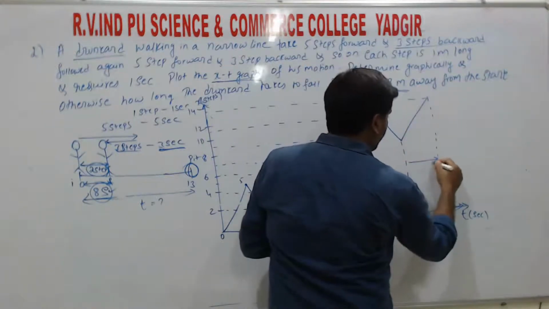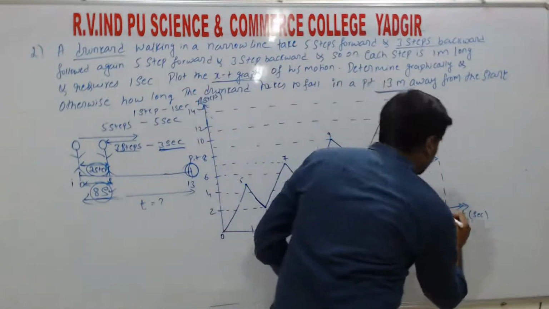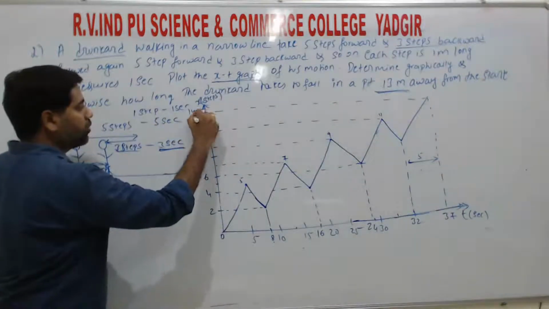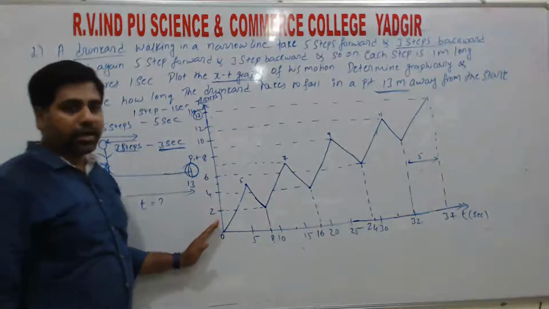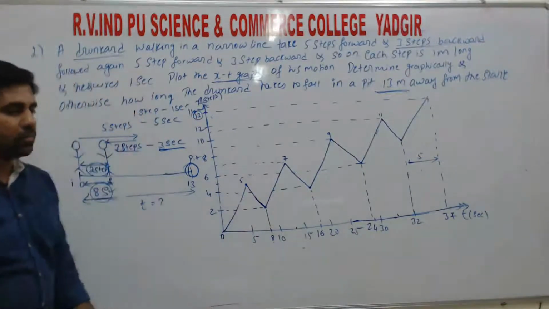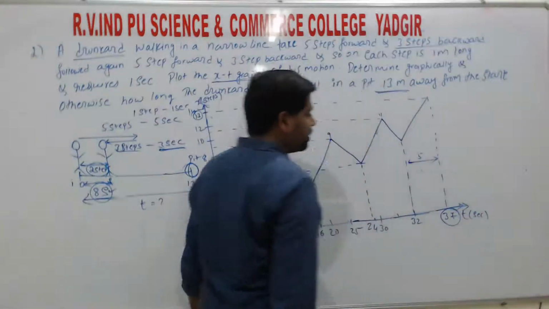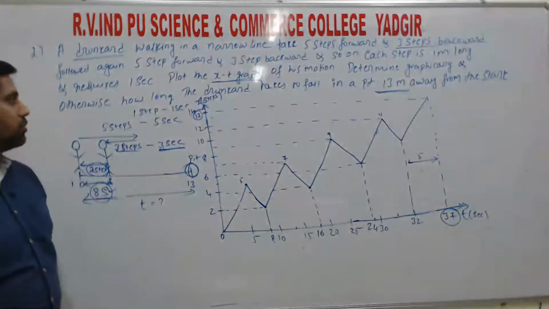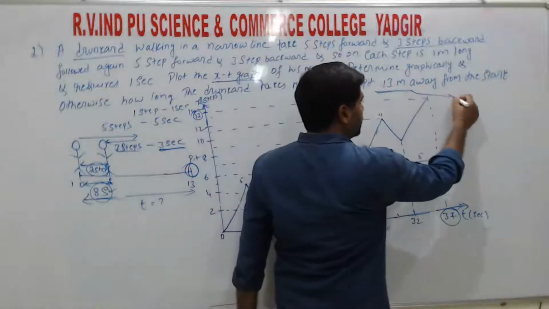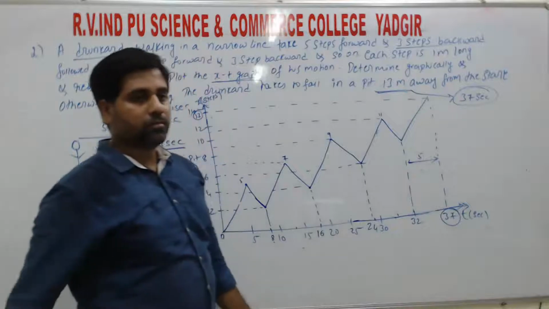So here from here to here, it takes only 5 seconds, right? So 32 plus 5, 37. So this is the end point, that is 13 meter. So this is non-linear motion. So 5 steps forward, 2 steps backward. So when he covers 37 seconds, then he falls into the pit. So the time the drunkard takes to fall into the pit, that is 13 meters, is 37 seconds, right?